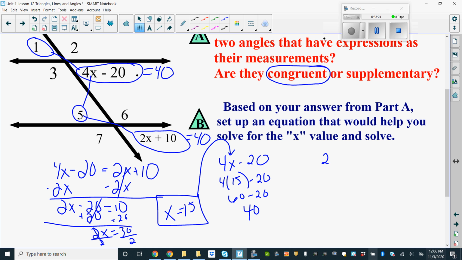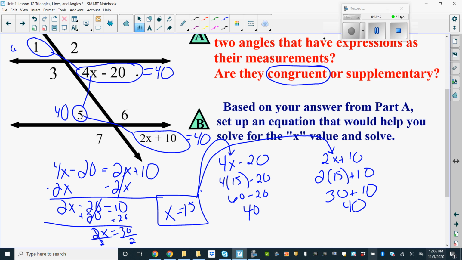Let's take the other expression, 2x plus 10. Substitute it in for x, and you get 2 times 15 plus 10. 2 times 15 is 30, plus 10 is 40 degrees. So that's correct. And therefore, everything else in the zigzag is 40 degrees.